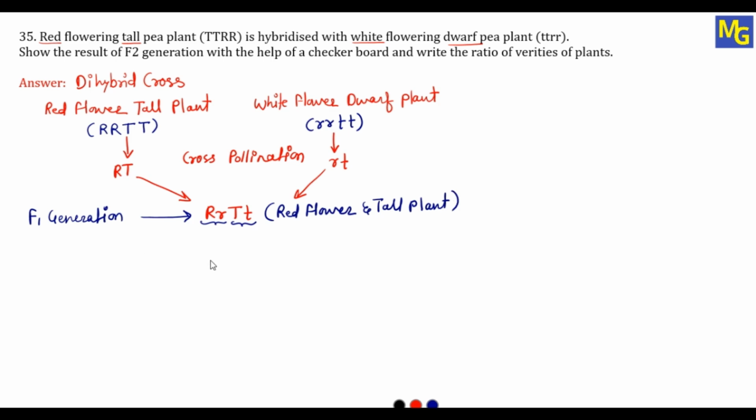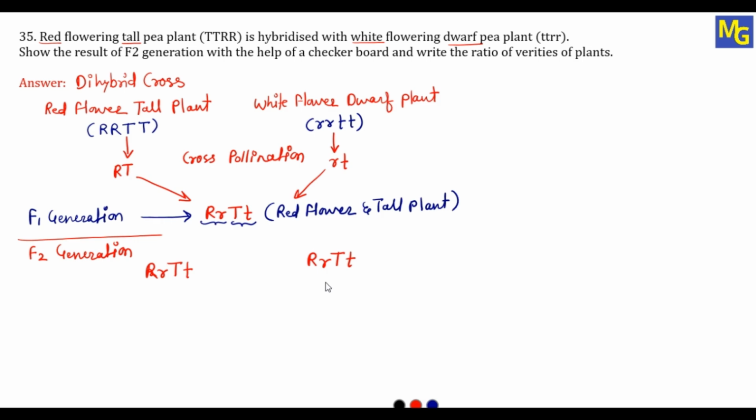And now we will go for F2 generation. So here I'll write now, we'll draw one line, and then we will write here F2 generation. Now for F2 generation, what we are going to do? We are going to take the plant from F1 generation and self-pollinate it. So write down here capital R, sorry, small r, capital T, and small t. And this we are going to self-pollinate with the same plant. So I'll write same plant once again like this.